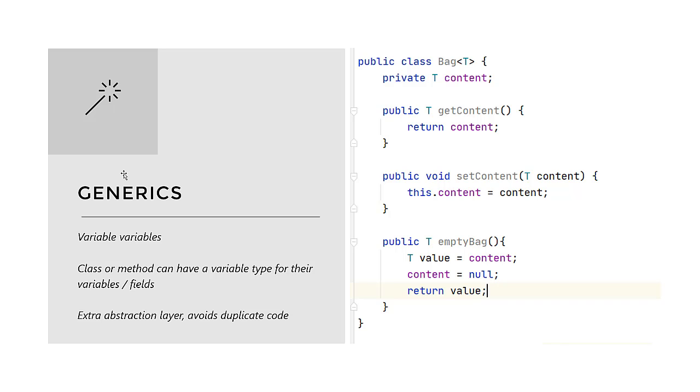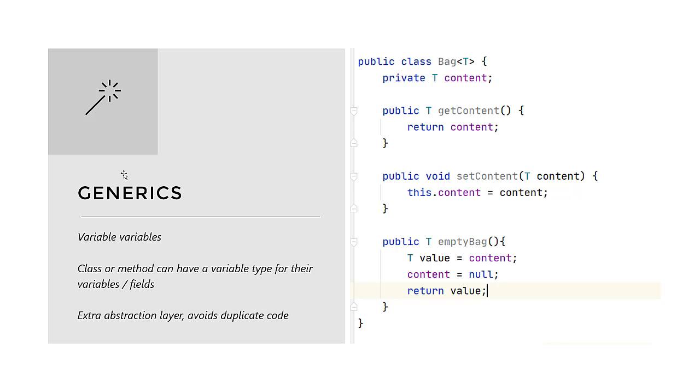Let's have a look at generics. Generics are the so-called parameterized types. Or easier said, they're kind of variables. This means that classes or methods can have a variable type for the variable fields. That's actually a variable itself. So you don't know what the type will be, but you know that there will be something, and it has some sort of type. And what it is exactly will be known upon creation.